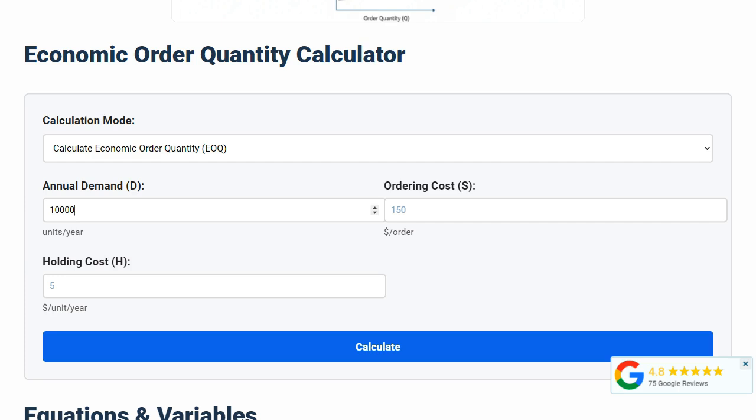Let's use $2. After entering these values, the calculator will compute your economic order quantity and show you the optimal number of units to order each time, along with the total annual inventory cost breakdown.